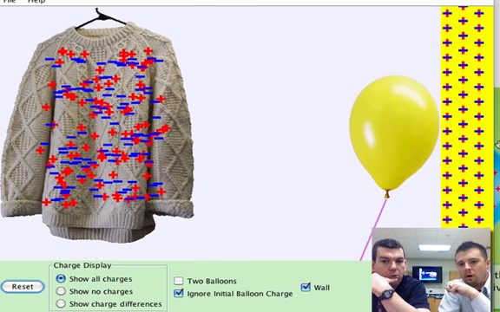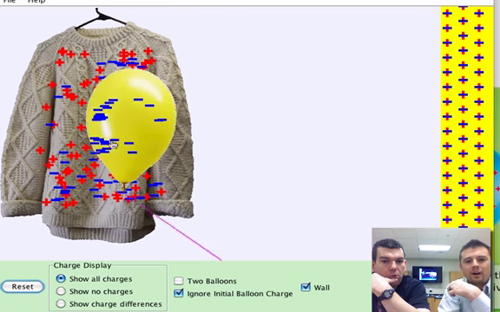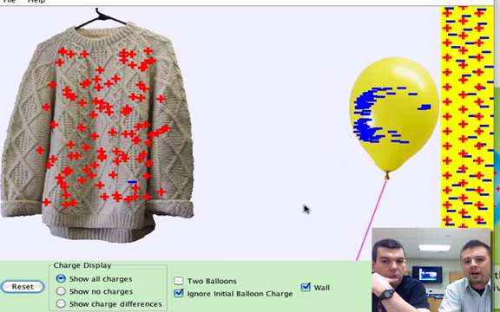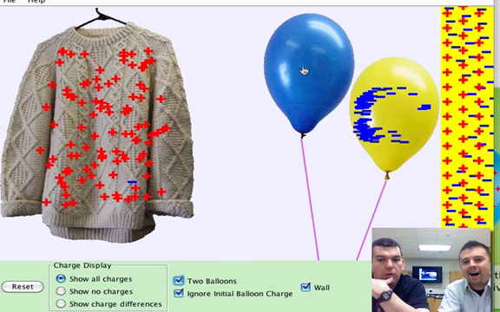What if I rub it on the wall? Well, the wall is an insulator, it doesn't really have a whole lot of things moving around. So we move all those off of there, bring it over here. Now, watch this. This is pretty amazing. Two balloons. Oh, two balloons are fun.